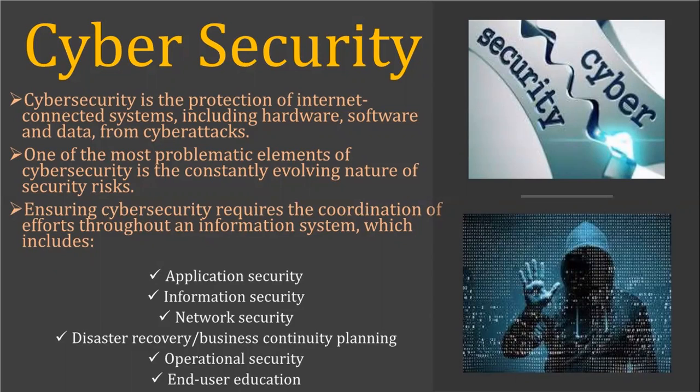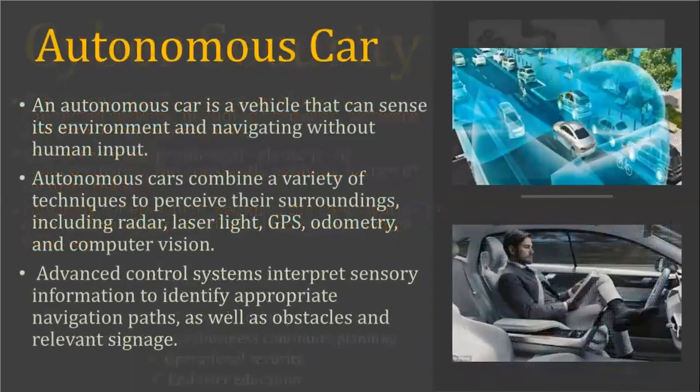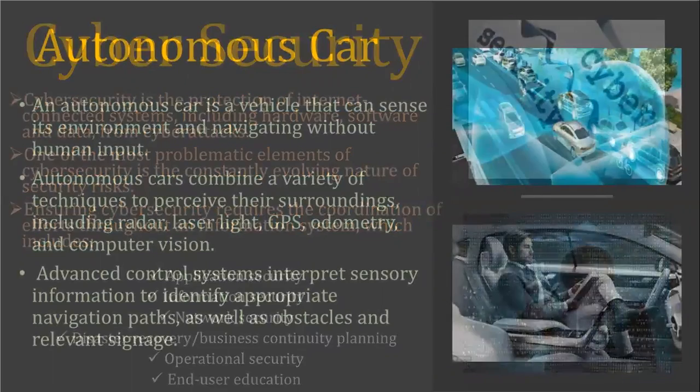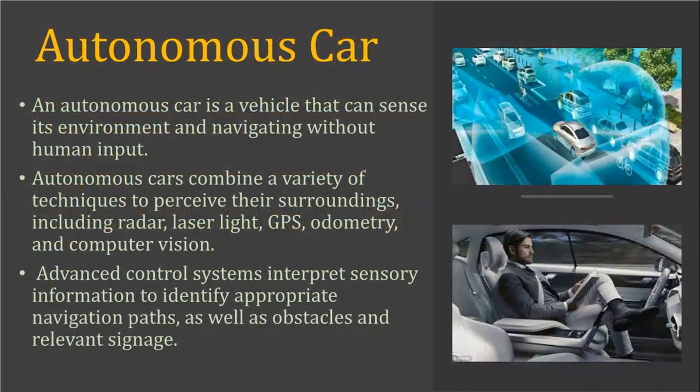It could be anything. So ensuring cybersecurity requires the coordination of efforts through an information system, and it includes application security, information security, network security, disaster recovery, business continuity, operational security, and end user education. This is another technology that is coming up.